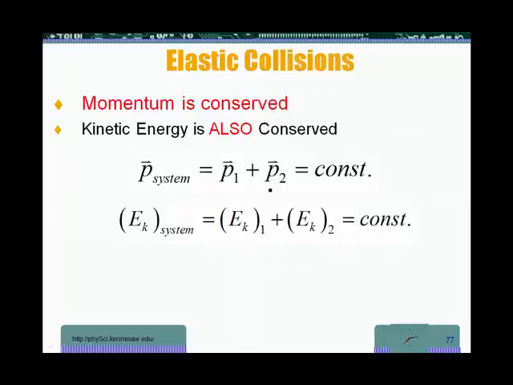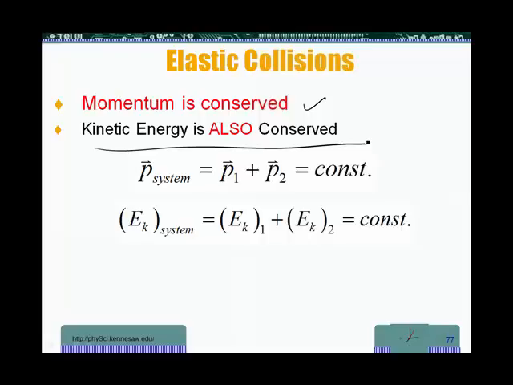Now, what we call elastic collisions. In elastic collisions, you see it in red, momentum is conserved. We need to remember that. It's always conserved. But then also kinetic energy is conserved. So, for elastic collisions, we have two things that are conserved: momentum and kinetic energy.